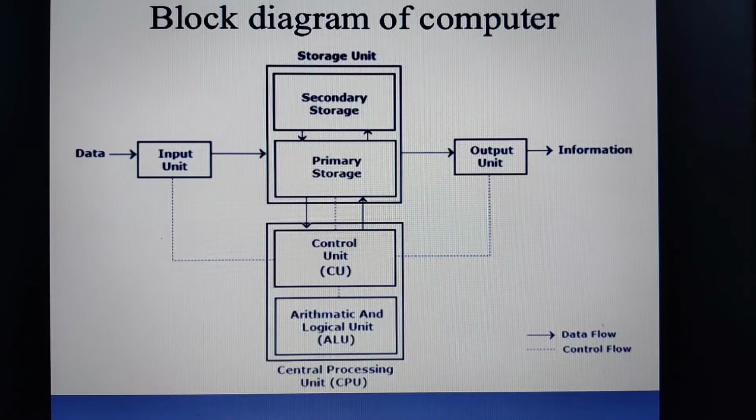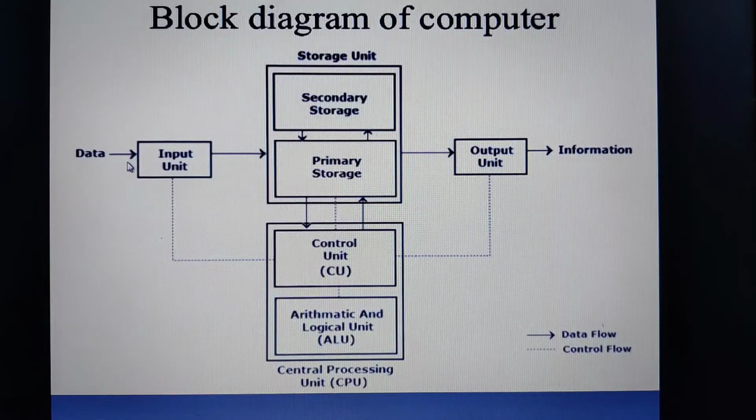Now, how exactly does this communication take place? There is a pathway called a bus. Through that bus, the data will be transferred between the different parts of the computer system. Can you see these lines? See here, the arrows actually show the data flow. And the dotted lines you can see here show the control flow.